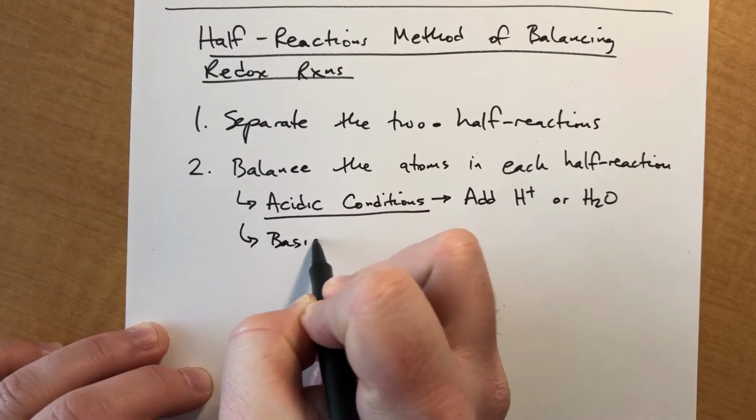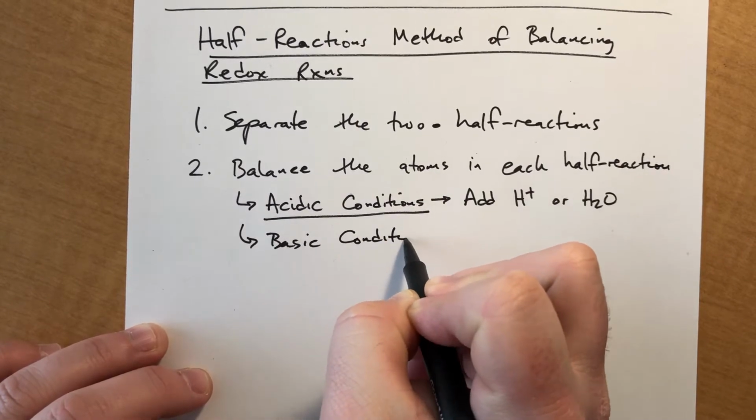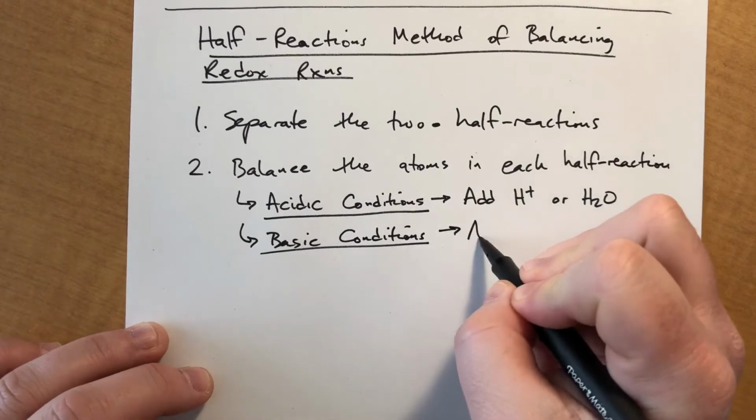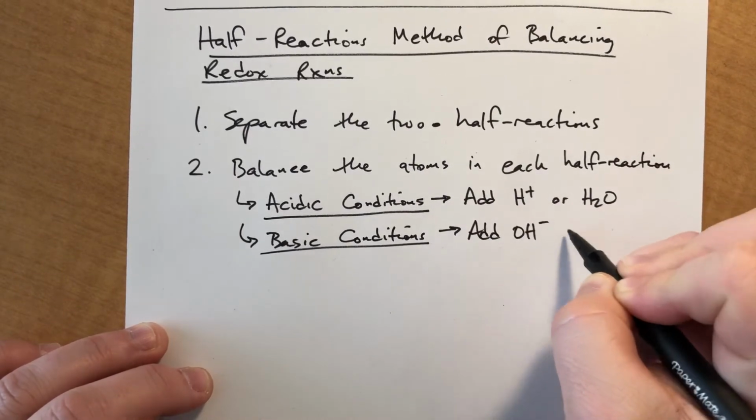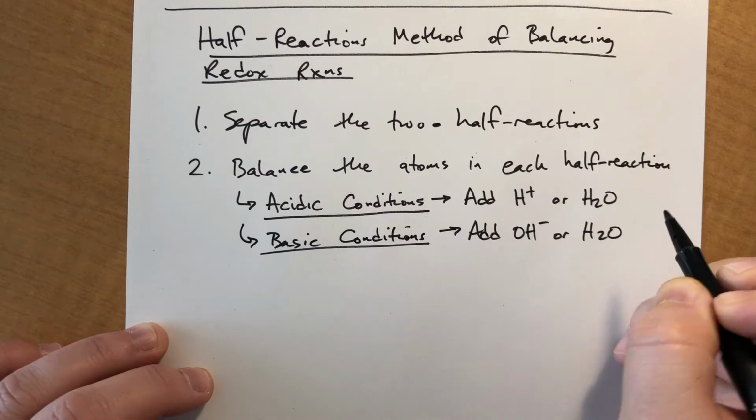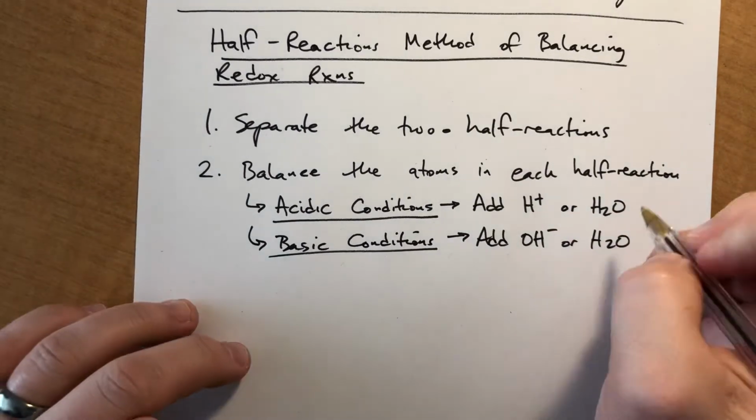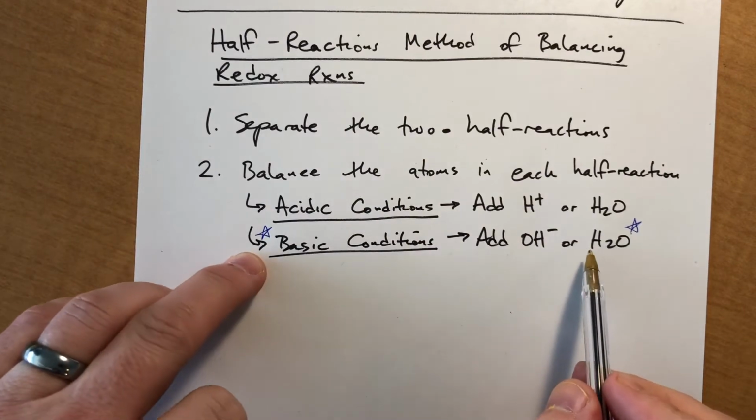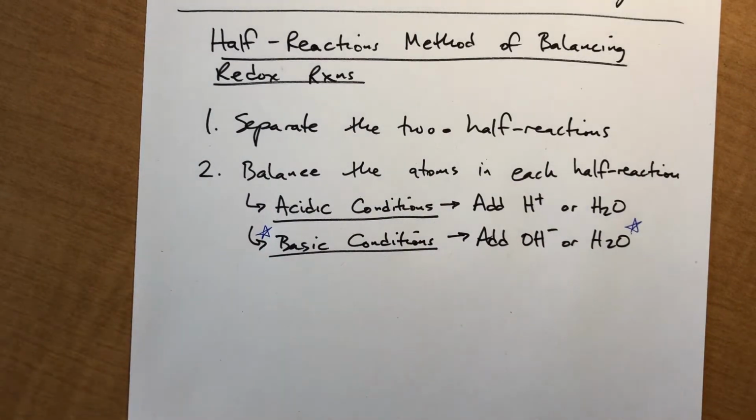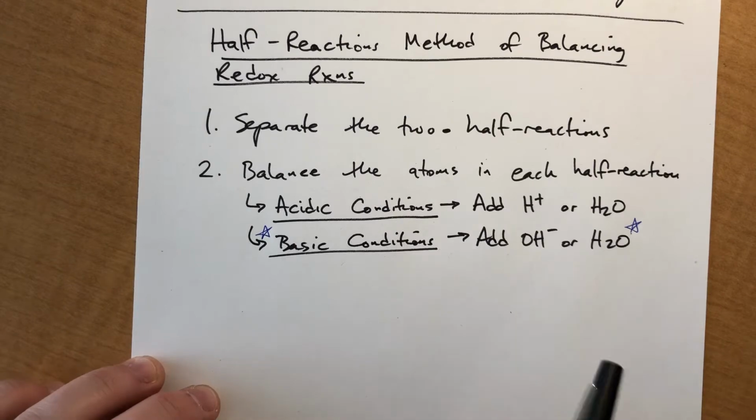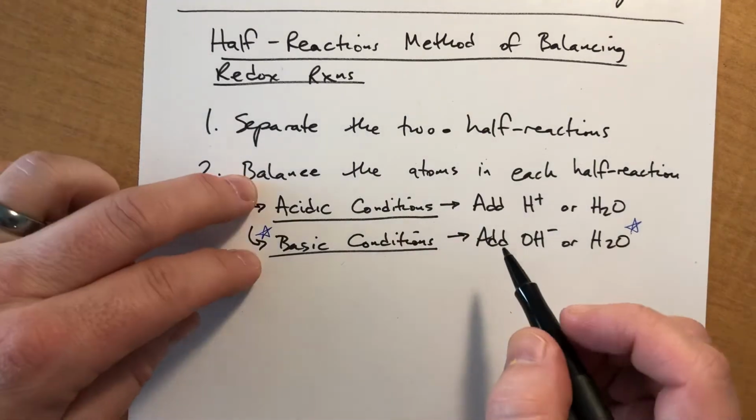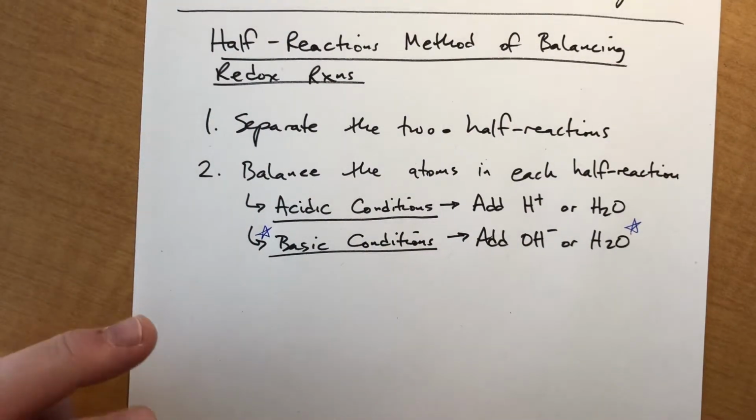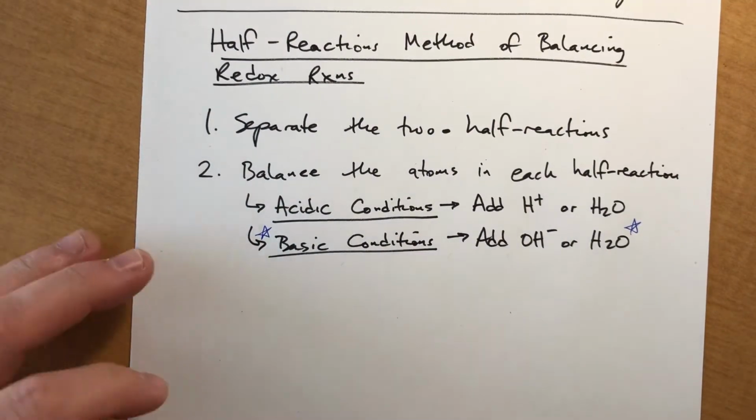Under basic conditions, essentially, because it's basic, you can add OH minus or H2O. I'm going to put a little star by this one. I'm actually going to teach you a weird way to do that. It's kind of a workaround because honestly, this is kind of a pain. At the end of this step, you should have two half reactions and the atoms should be balanced, and there will probably need to be some charges that balance out.